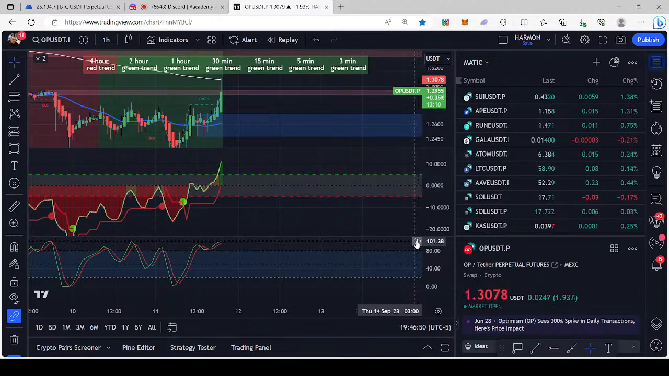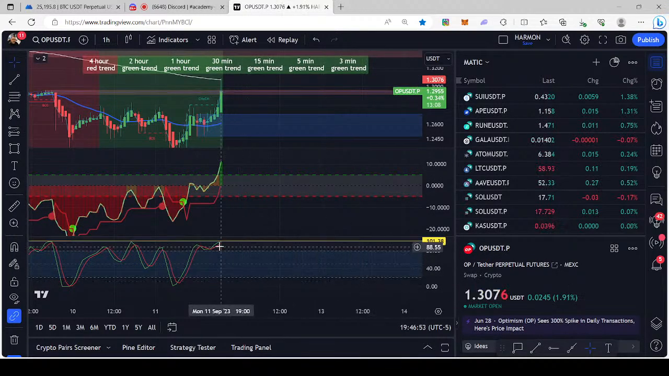Remember, guys, 1 hours don't always get to the top and then go down. Sometimes they go flat, right? This is a lot of volume here. Like, I don't expect OP to be coming down anytime soon. Like, this is a big move here.